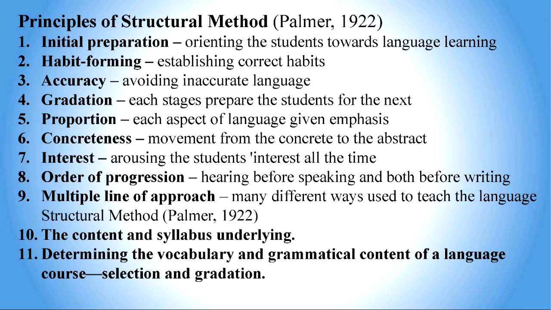We start with the initial preparation. That means we orient the students toward language learning. So we prepare them. Habit forming: we establish correct habits, meaning they practice and have the habit. Accuracy: we try to avoid inaccurate language, so the correct language is used. Gradation: each stage prepares the students for the next, like the steps and the stages, the sequence.